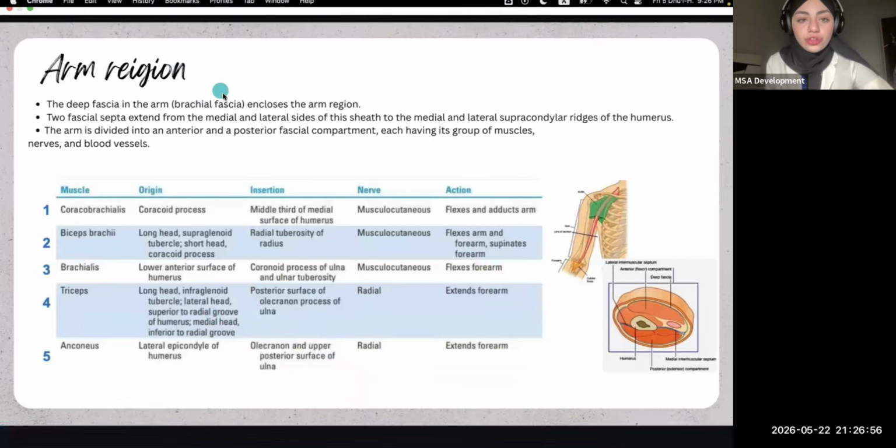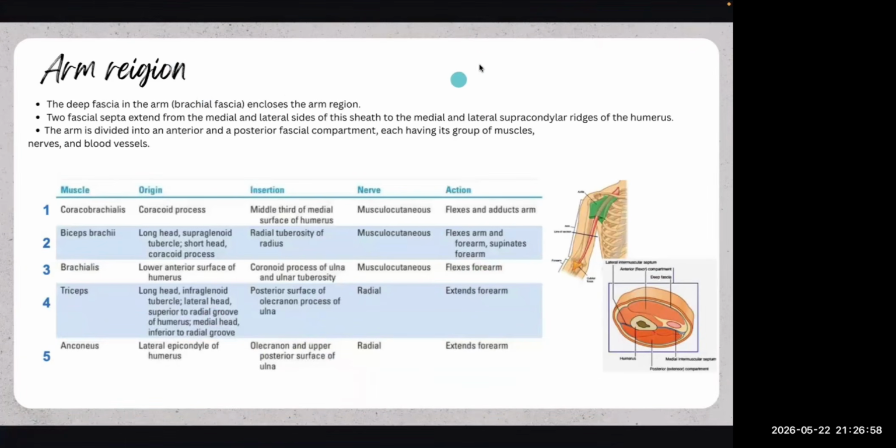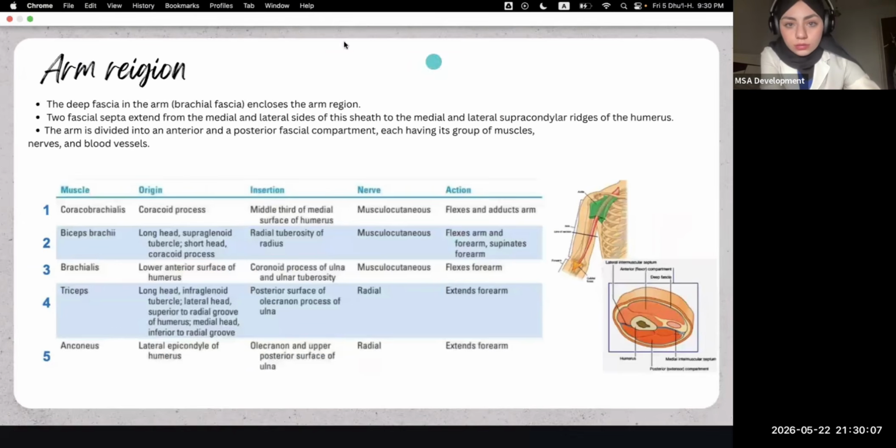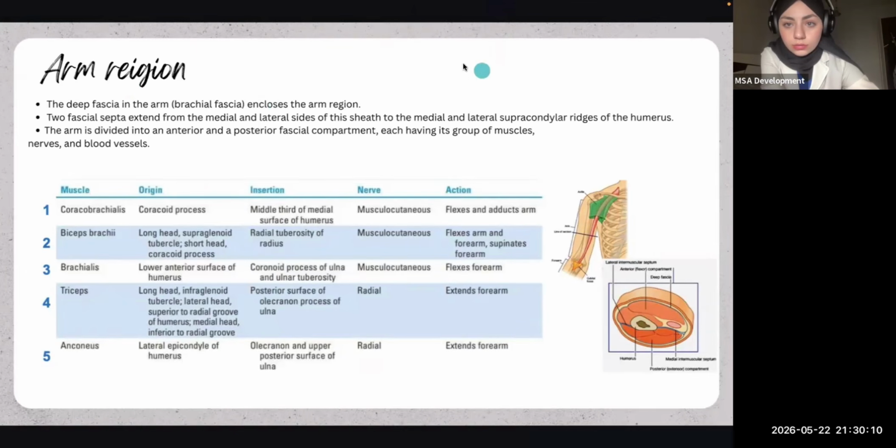Now we've reached the arm. Hello? I hope it's working. Anyways, Bismillah. Now moving on to the arm region.